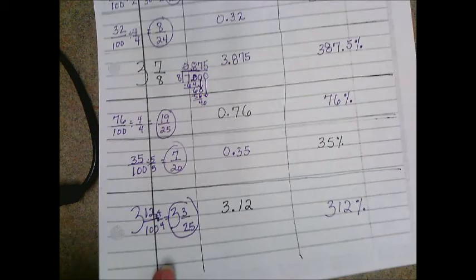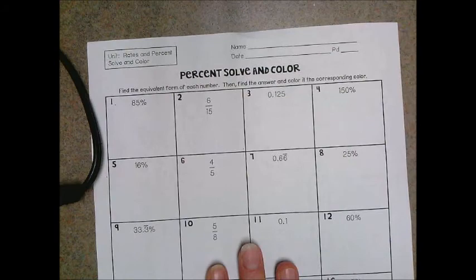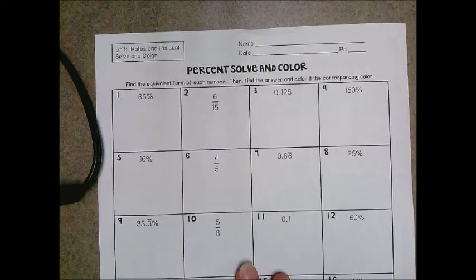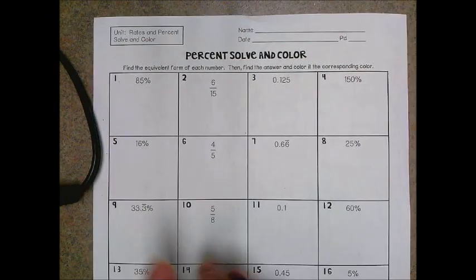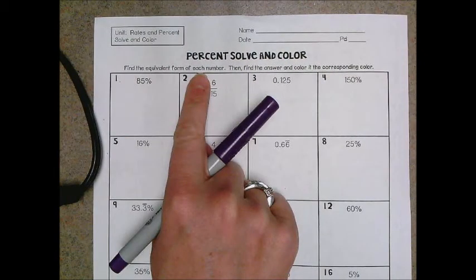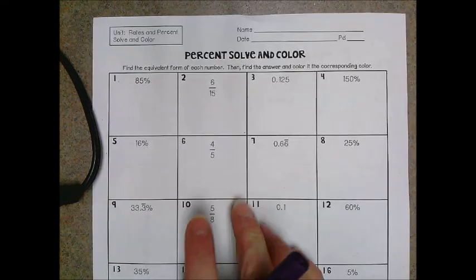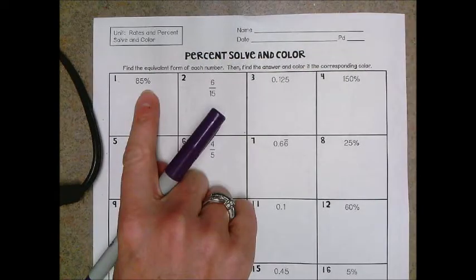Now, your activity that you are going to complete on your own has you do a percent solve in color. First and foremost, go ahead and put your name on your paper, your name, date, and put your class section where it says PD, that'll be your period. And let's read the directions. It says find the equivalent form of each number. Then find the answer and color it the corresponding color. So you are going to find 85% as both a fraction and a decimal.